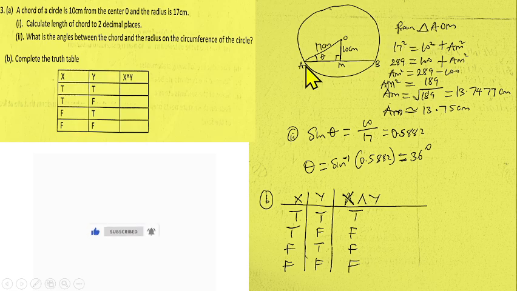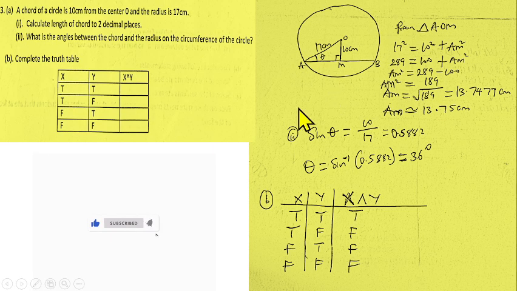So from triangle AOM, 17 squared equals 10 squared plus AM squared. So 17 squared is 289, equals 100 plus AM squared. Collect like terms. AM squared will be 289 minus 100, which is 189. Then the square root of 189 gives us 13.7479 centimeters. Approximately to 2 decimal places, that will be 13.75 centimeters as the value of our AM.